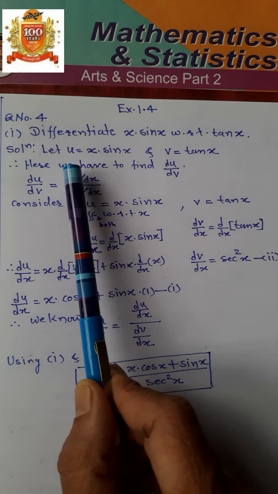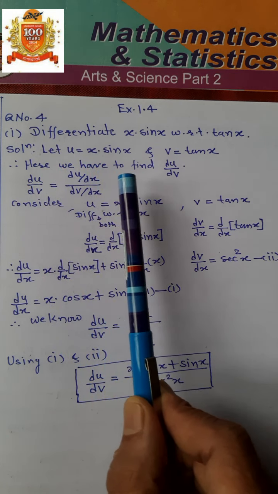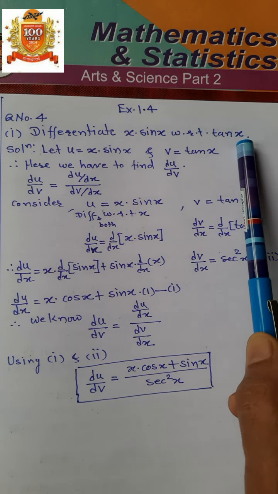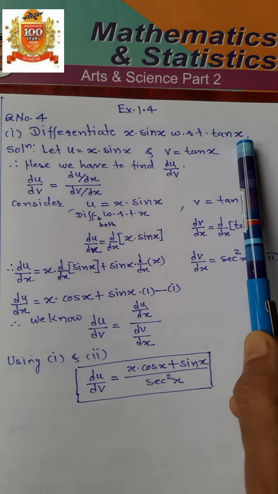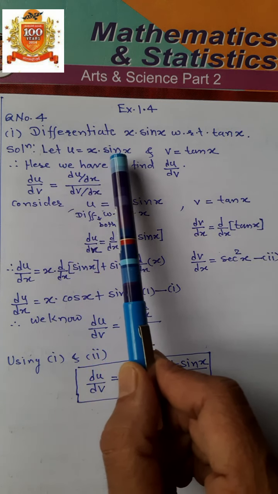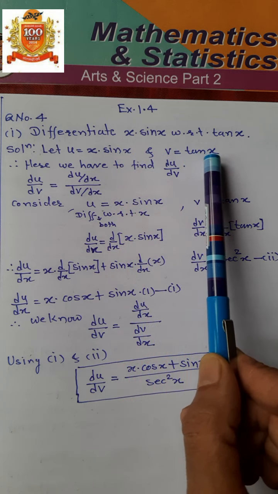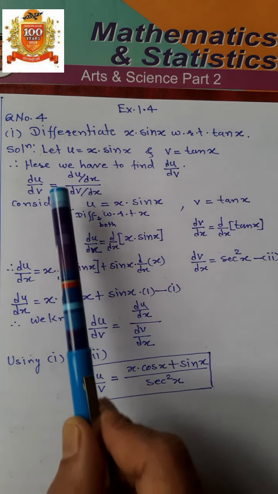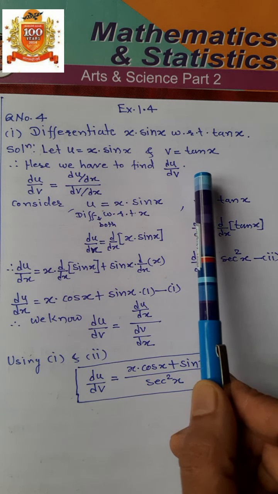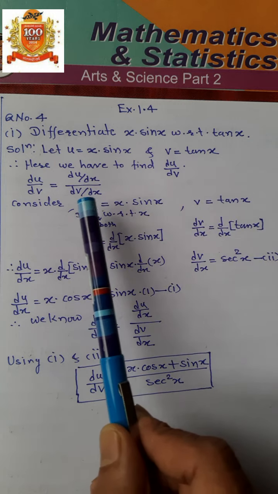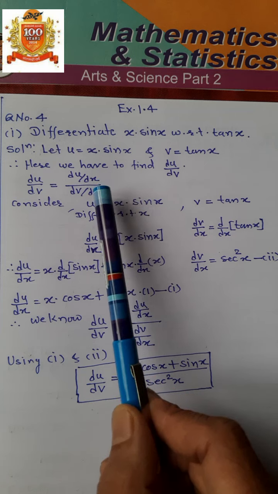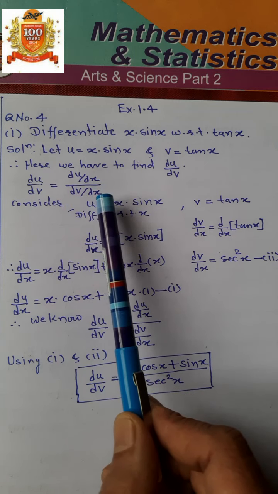Solution: here we have to differentiate one function with respect to another. Therefore, how do we solve such a sum? Let us see. Let u is equal to x sin x and v is equal to tan x. Here we have to find du by dv. How can we find du by dv? du by dv can be written as du by dx upon dv by dx.